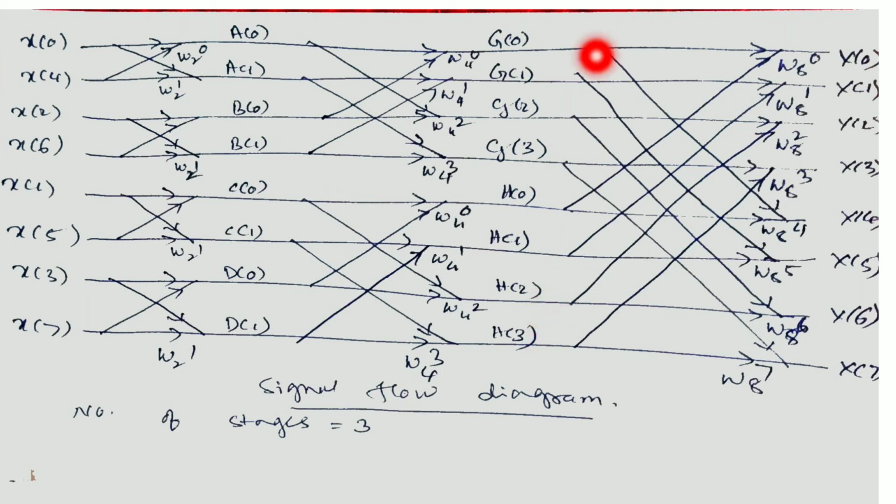Now, G of k values and H of k values are further combined together to get the values of the output sequence, namely x of 0, x of 1, x of 2, x of 3, etc. And let us look at this. X of 0 is equal to G of 0 plus H of 0 into W8 power 0. X of 1 is equal to G of 1 plus W8 power 1 into H of 1. In this way, we are able to get all the 8 values of the DFT x of k.